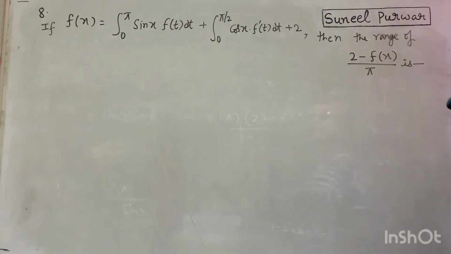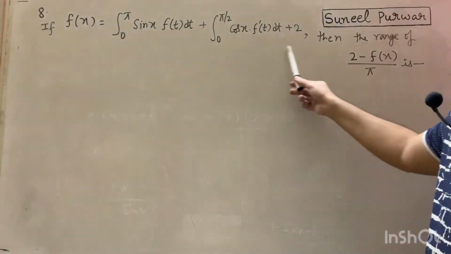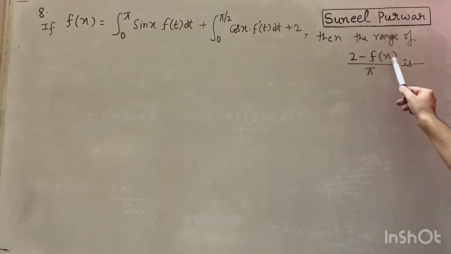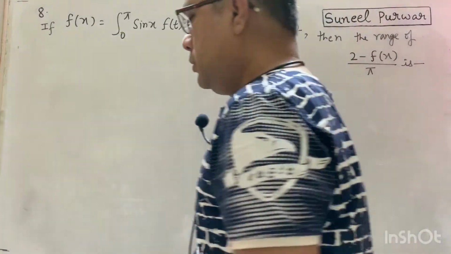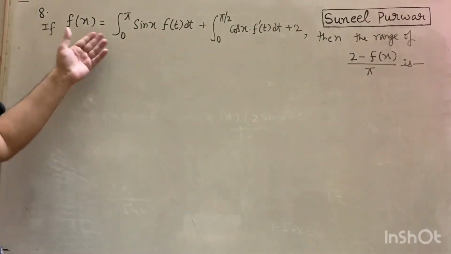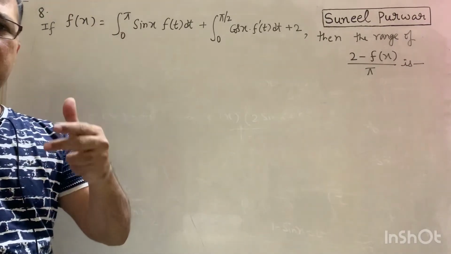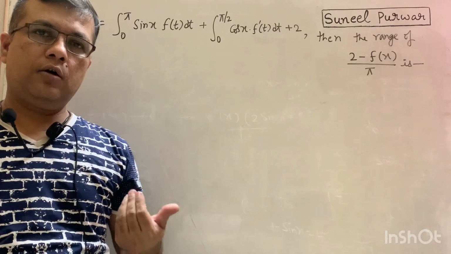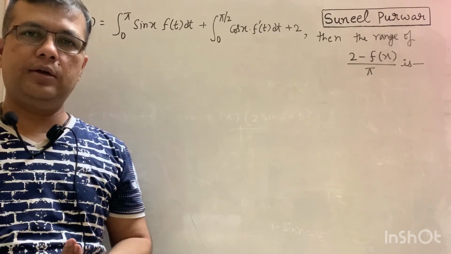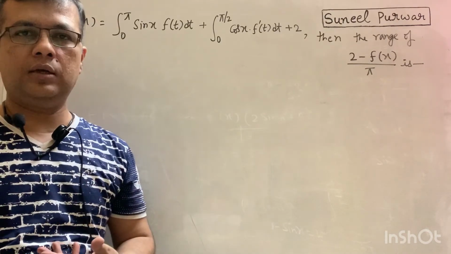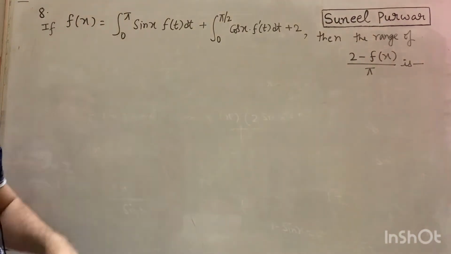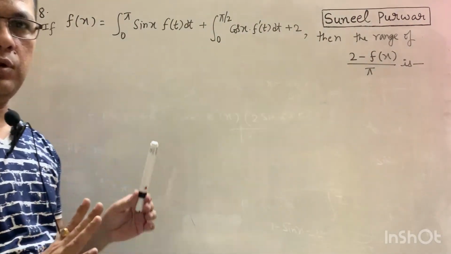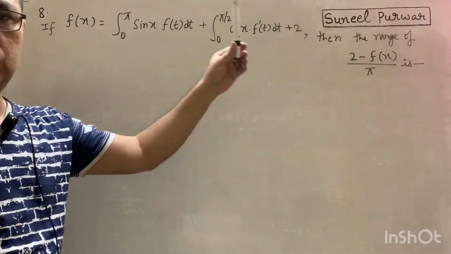Now in this question, f of x is given to be this, and the question is asking you to find the range of this function 2 minus f of x upon pi. As I had mentioned in the previous question, whenever you have an integral with variable limit, there is a high scope of applying Leibniz rule of differentiating an integral to get the answer. Now if you look at this question, let's see what best can be done. First of all, let's assess the situation, what actually is present in the question.